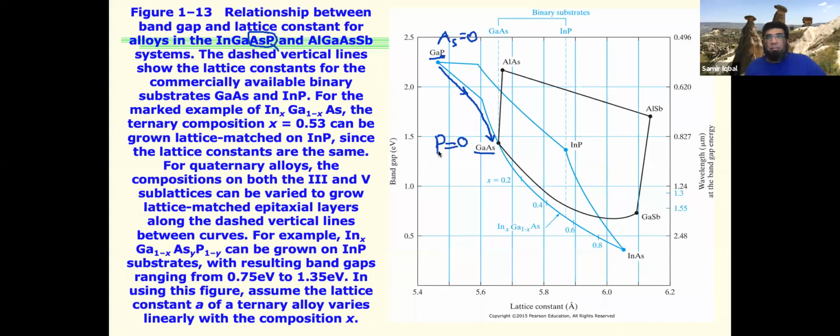Right? Now, from this point to this point, if I follow the chart, they are keeping group 5 arsenic as it is, but they are now changing the group 3 element, which were In and Ga, indium and gallium. So at this point, indium is 0, gallium is 100%.